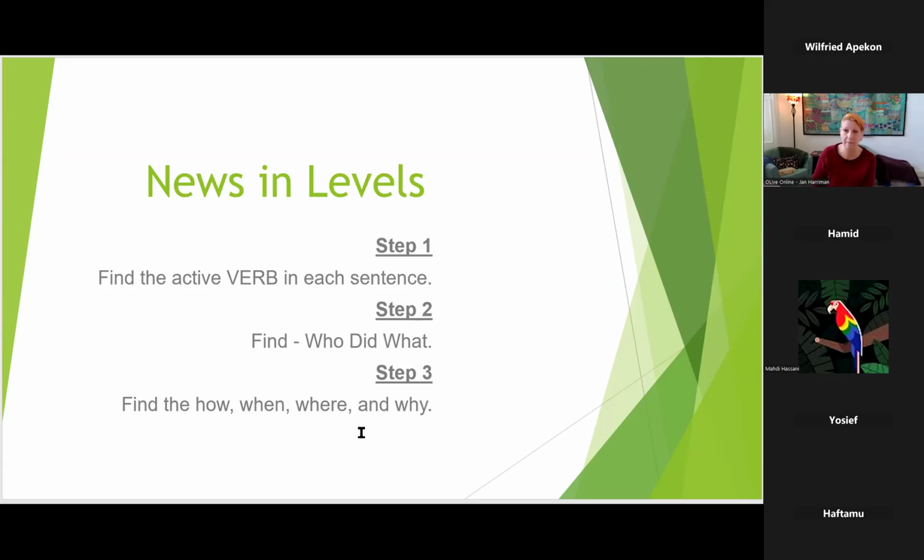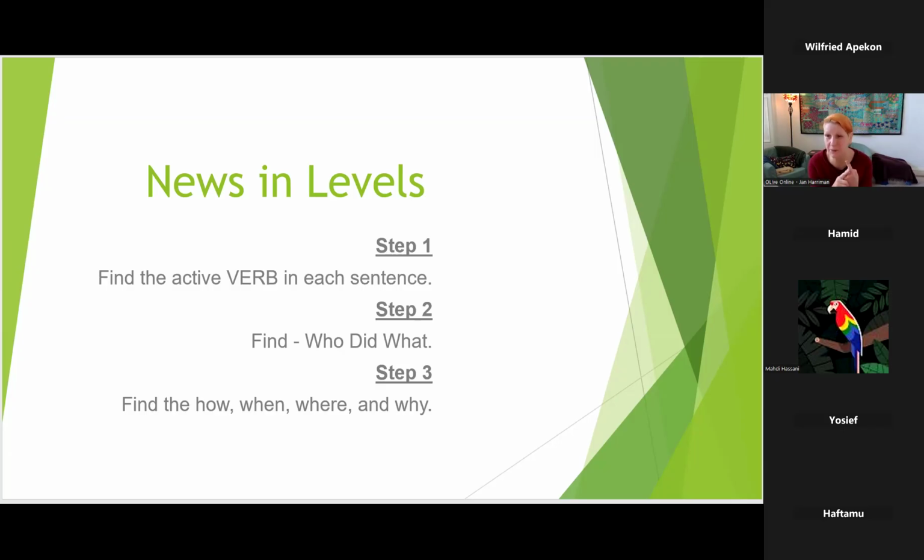Yes, Wilfred? Sorry, teacher. So you say News and Levels and step 1, step 2, step 3. Is that the best way to read the News and Levels, or what is it? It's an exercise that you can do to help build your grammar structures. Okay. Understand. There's so many reasons to read a News and Levels story.